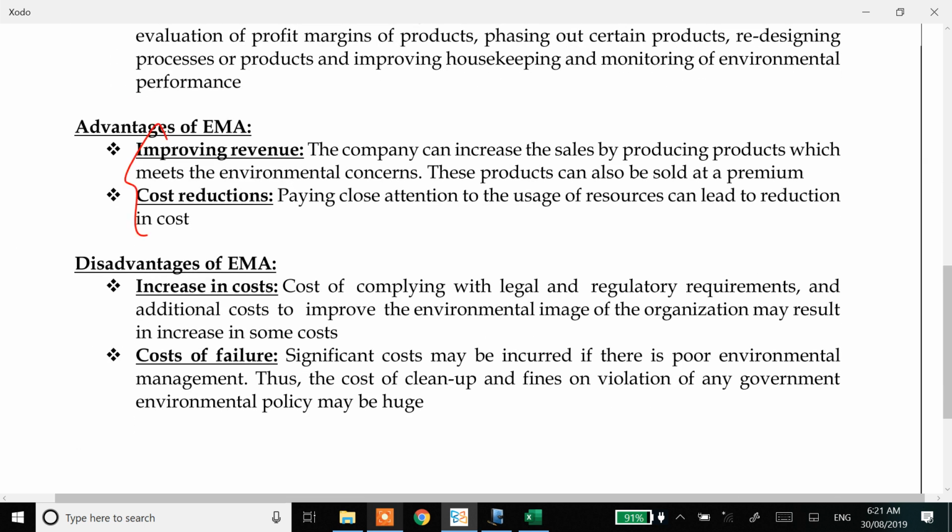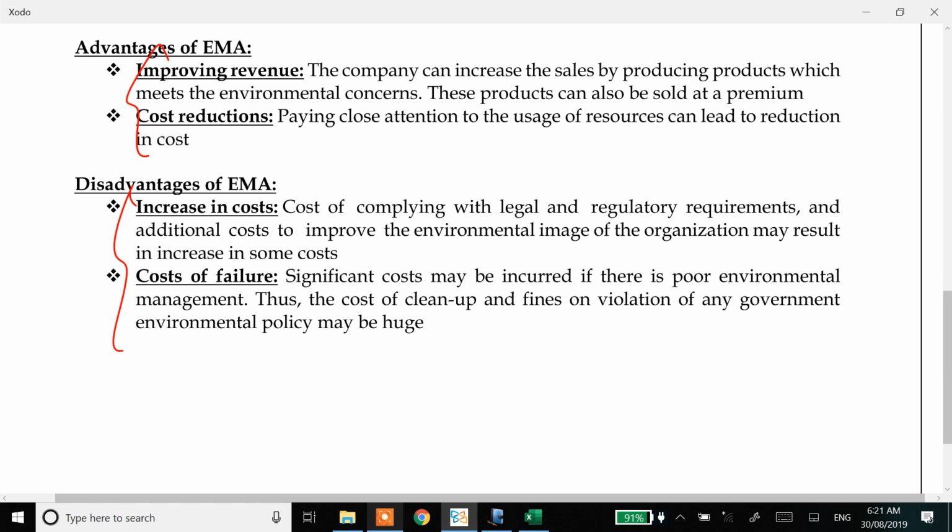Advantages are improving revenue, cost reduction, and reduction in the cost of failure. So there is an increase in cost which will happen, and because of that I may decide not to adopt something called environmental management accounting. If I am not adopting it, I should be ready to pay penalties in future. A classic example was the textile industry, where the dyeing industry got impacted when the government said you have to treat the effluents. You cannot be always releasing it in the sea and contaminating that. So that is where an issue happened in that industry. Like this, a lot of industries can go through this problem.